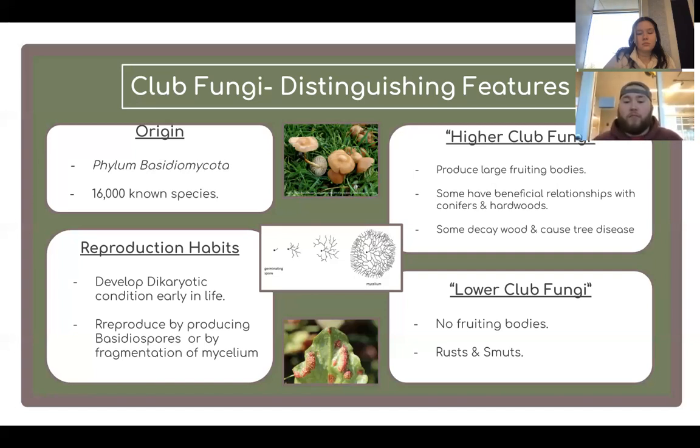The higher club fungi produce large fruiting bodies. Some have beneficial relationships with conifers and hardwoods. Some decay wood and cause tree disease. The lower club fungi, the rusts and smuts, have no fruiting bodies.